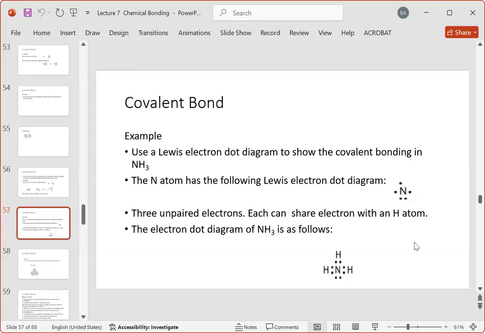Where are you going to get them from? It has to come from three hydrogens. So we have one hydrogen here, one there, one there. Then they can bond with the three unpaired electrons that are there on the nitrogen. So they will have NH3, that is ammonia. Any questions so far?